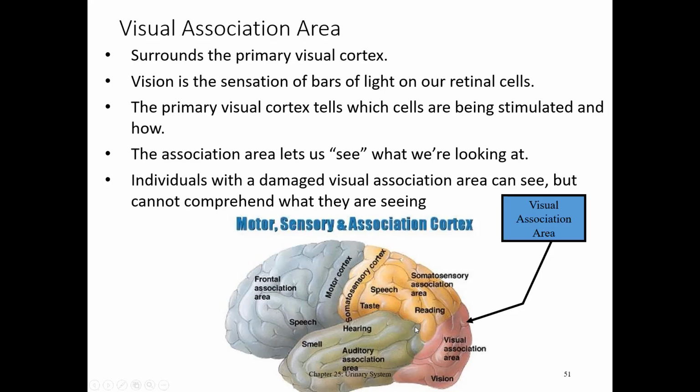So the visual association area surrounds the visual cortex. This is the largest of the cortexes in the cerebral hemispheres, because we do so much with vision.